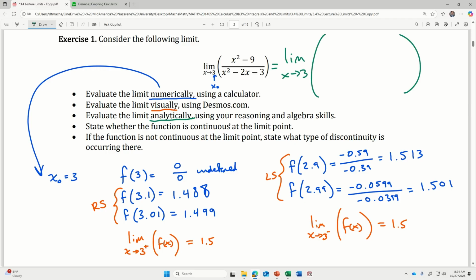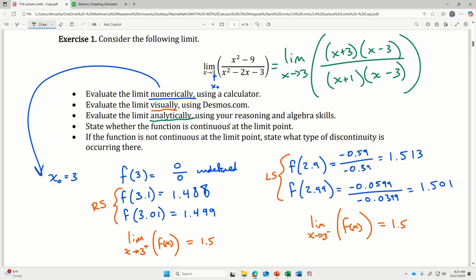How does the numerator factor? x plus 3, x minus 3. Yeah, x plus 3 times x minus 3. How does the denominator factor? x minus 3, x plus 1. Yeah, x plus 1, x minus 3.